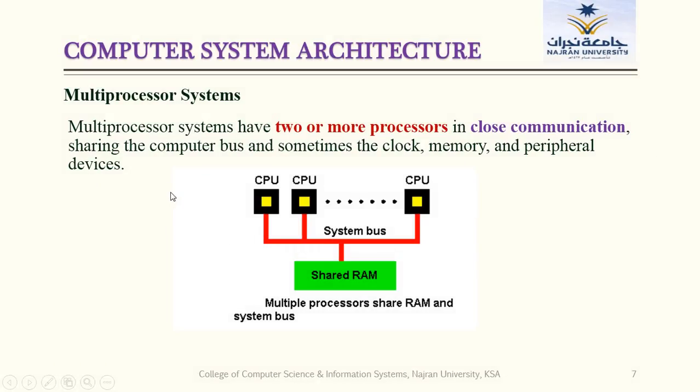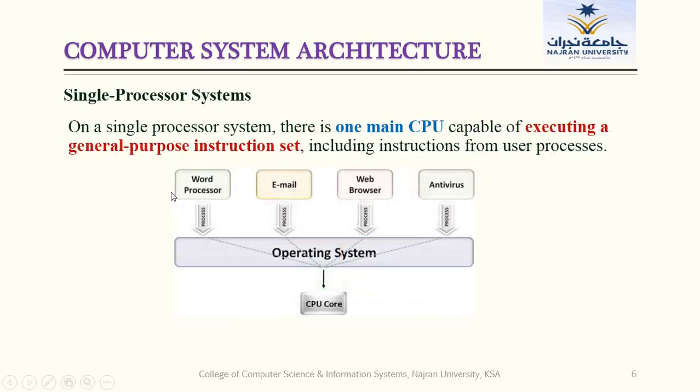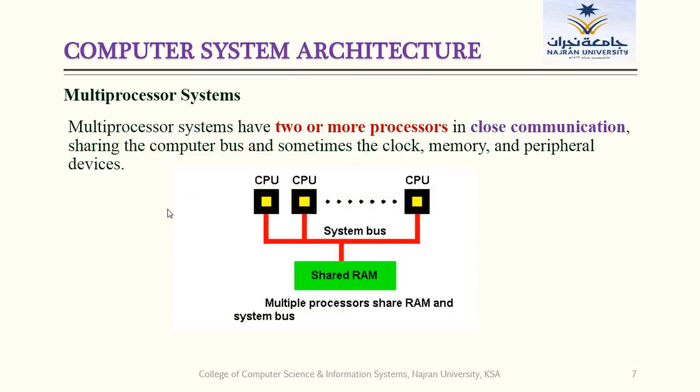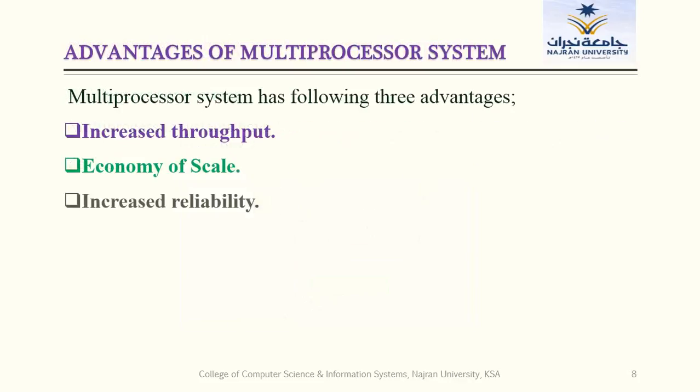So in computer system architecture, what we have discussed is that we have two types of systems, single processor and multiprocessor. In a single processor system, there is only one main CPU, and that is responsible for executing all the general purpose instruction set. In a multiprocessor system, there are two or more processors, but they are in close communication. They are communicating with each other and sharing the computer bus, sometimes clock, memory, and peripheral devices. So they are sharing all the computer resources. Nowadays, most of the systems that we are using are multiprocessor systems.